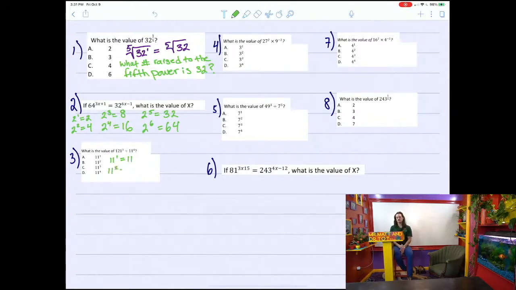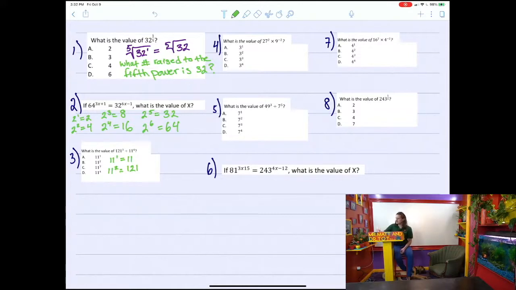So you can rewrite 121 in terms of 11. That's just 11 squared. For 4, they're asking, what is the value of 27 squared times 9 to the negative 2 power? Don't be concerned too much about that negative exponent right now. You can just deal with that with the addition, how you deal with multiplication. You're just going to be adding by a negative number instead of adding by a positive, but that's okay. But first get the bases common.